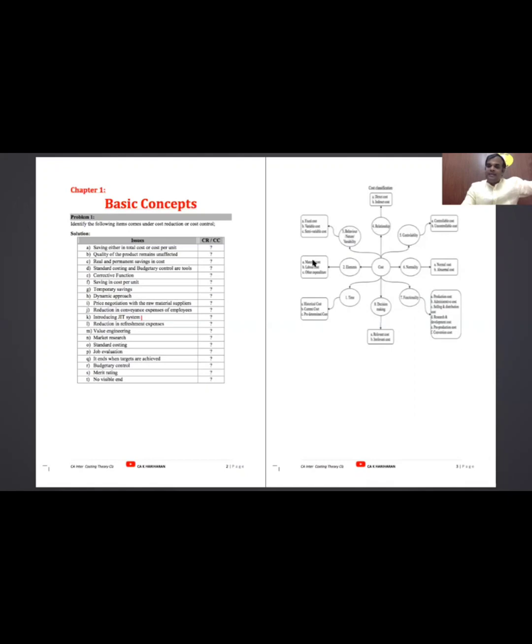Element-based classification: material, labor, and other expenditure. Behavior, also called nature, also called variability: fixed, variable, and semi-variable. Relationship: direct and indirect. Controllability: controllable and uncontrollable cost. Normality: normal and abnormal cost. Functionality: production, administration, selling and distribution, research and development, pre-production, and conversion cost. These are all the various bases on which we can classify the cost.